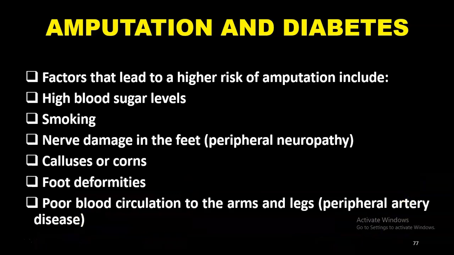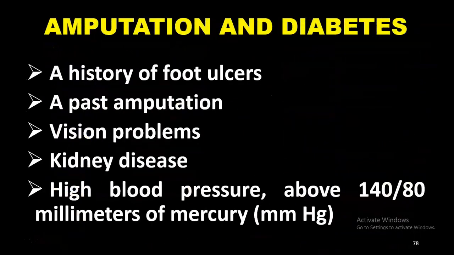Factors that lead to a higher risk of amputation include high blood sugar levels, smoking, nerve damage in the feet, calluses or corns, foot deformities, poor blood circulation to the arms and legs, that's peripheral artery disease, a history of foot ulcers, a past amputation, vision problems, kidney disease, and high blood pressure above 140/80 millimeters of mercury.